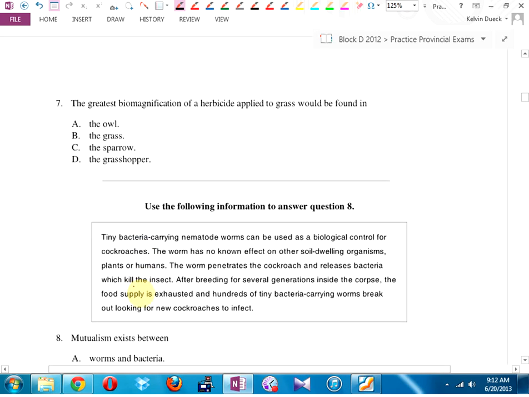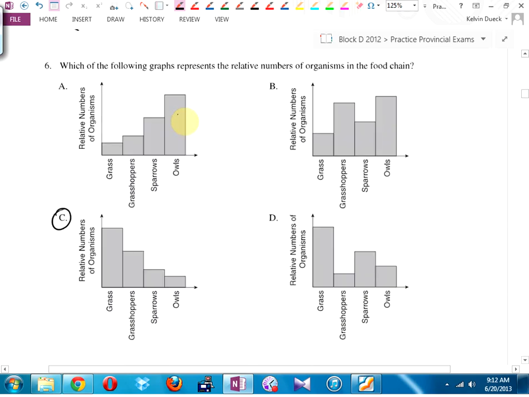The greatest biomagnification. What's biomagnification? It's because of the same idea. It's because of this food pyramid or this food chain here. The fact that this owl is going to eat a whole bunch of sparrows. If this grass had some pesticide on it, these grasshoppers would eat the grass. They'd probably survive just fine. Maybe a little bit of damage, but they'd be okay.